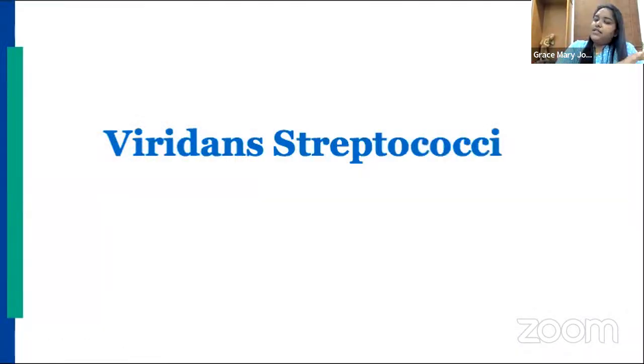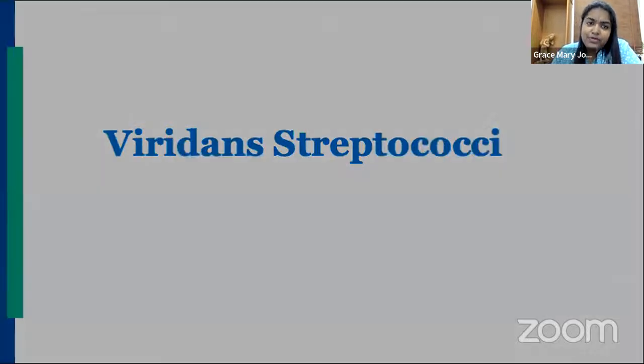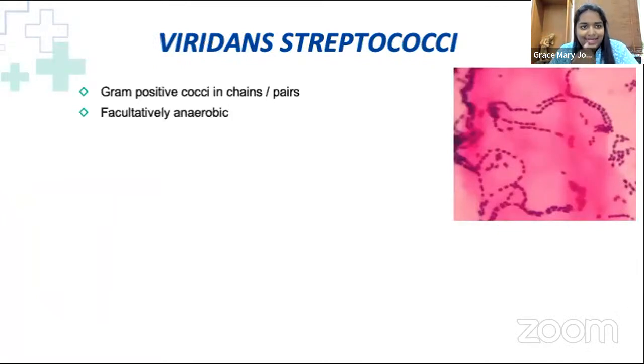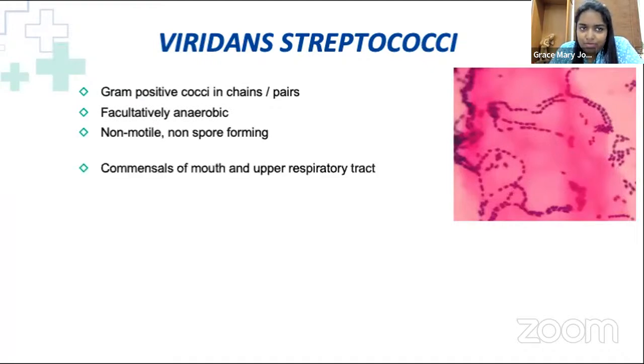So that covers pneumococcus. Now coming to Viridans streptococci, which again are alpha hemolytic organisms. As you can see, they also form chains. They are gram-positive, in pairs and chains, facultative anaerobic, non-motile, and non-spore forming. They are usually seen in your mouth.